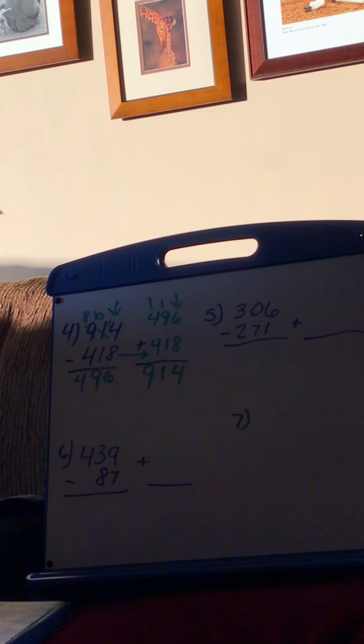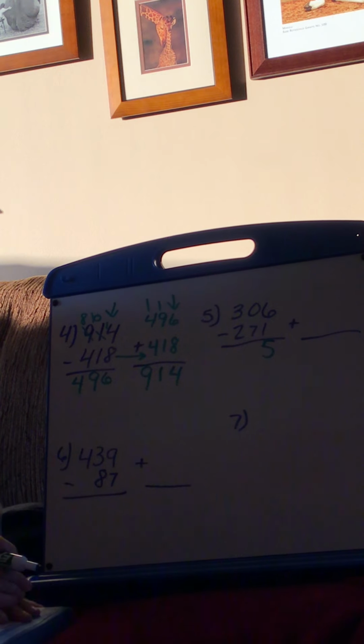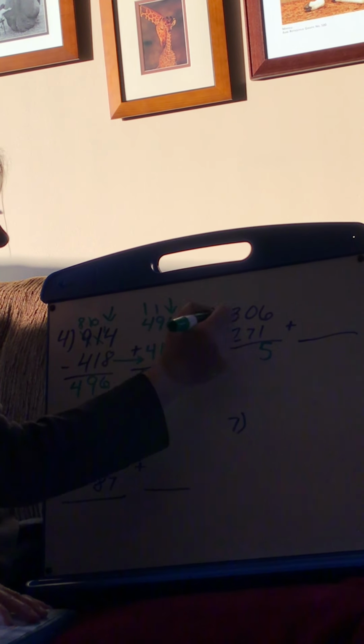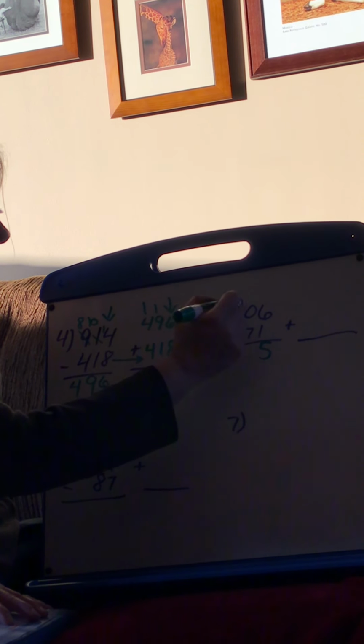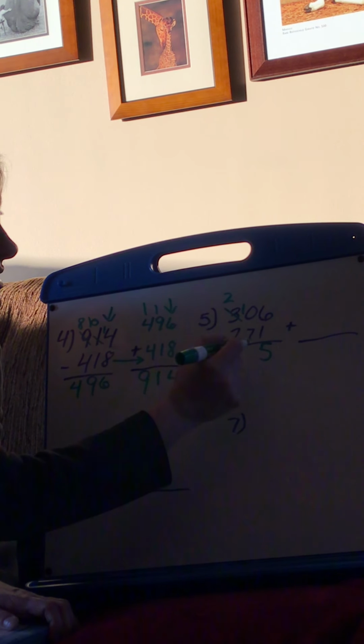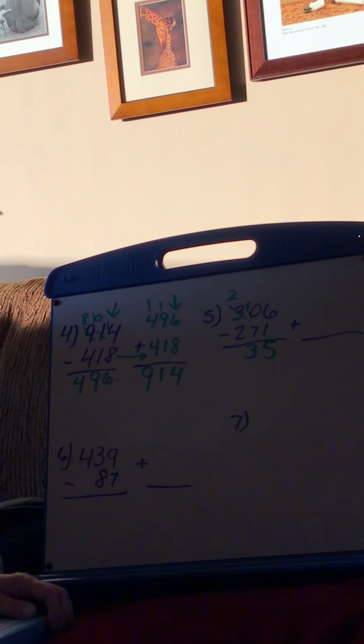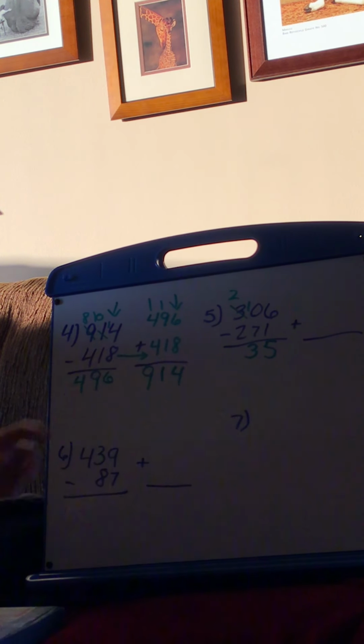All right, let's go to number 5. 6 minus 1 is 5. 0 minus 7 I can't do, so I'm going to borrow from the hundreds. That's going to become a 2. I'm going to carry the 1 back to my house. 10 minus 7 is 3. So I get 35 because 2 minus 2 is 0.